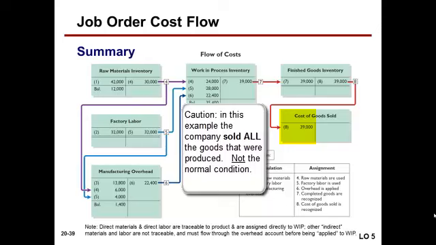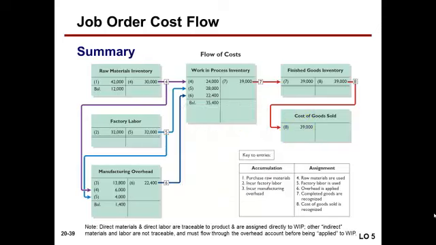You need to become comfortable with the journal entries needed to affect such cost movements, and also the language used. Purchasing, spending, or incurring the manufacturing costs, assigning these costs to production, transferring completed goods to finished goods, and ultimately transferring product costs off the balance sheet and into the income statement expense account, cost of goods sold.